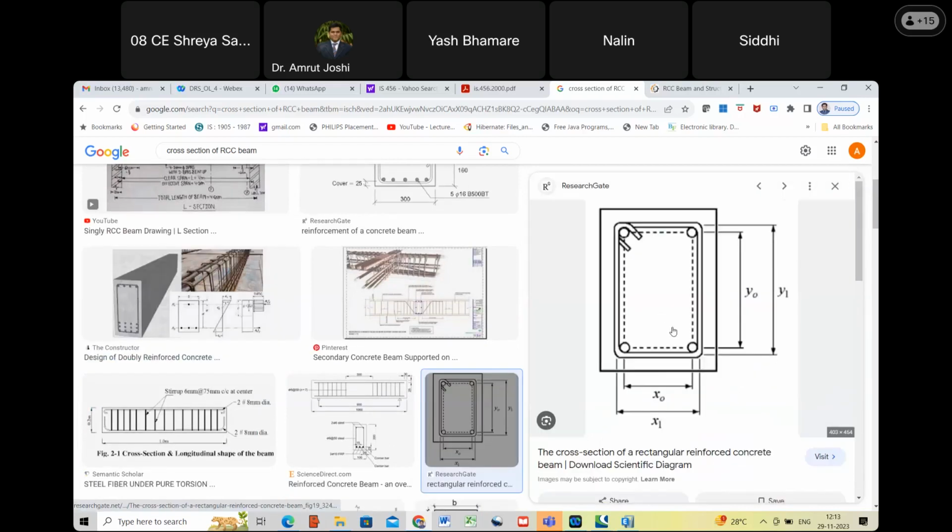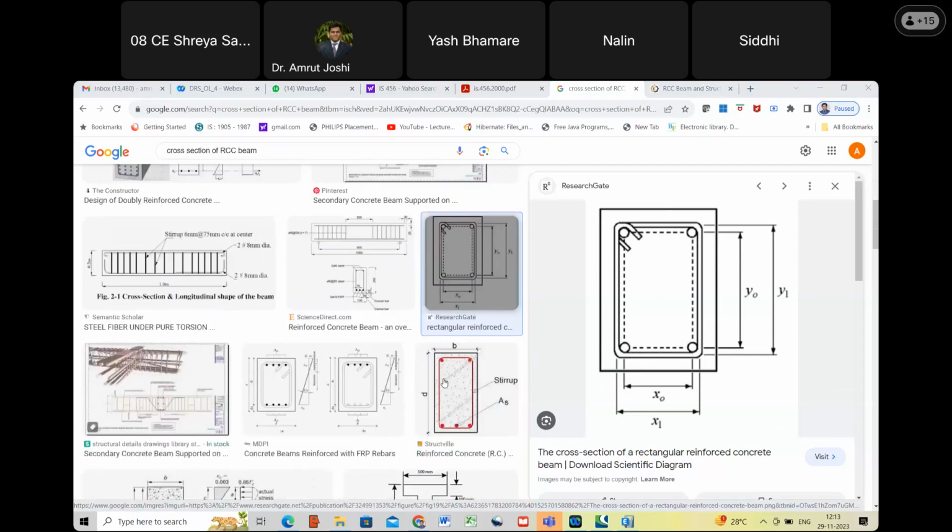A simplified version is this one. Are you able to visualize? These are the two bottom bars which go all along the length of the beam. Happy? Yes, sir. Then these are the two top bars which go all along the length of a beam, and then around that you have a stirrup. Able to visualize? Yes, sir.